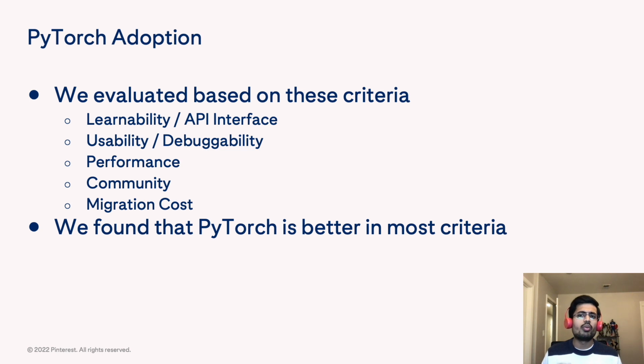To enable quicker modeling and make it easy to adopt different state-of-the-art training and modeling techniques, we migrated to a native PyTorch-based modeling and serving infrastructure. We evaluated several top deep learning frameworks based on different criteria like how easy it is to learn, what the performance is, and so on, and found that PyTorch was better suited for us in most of these criteria.